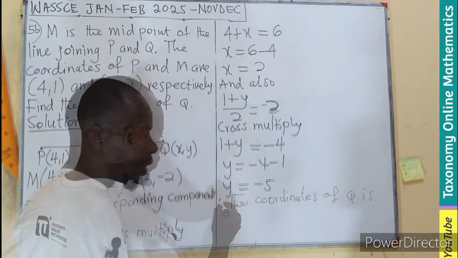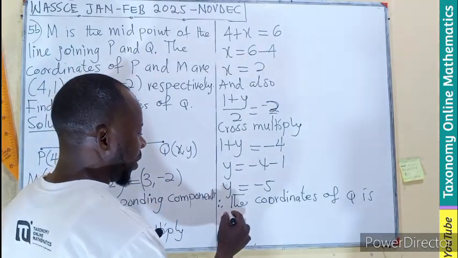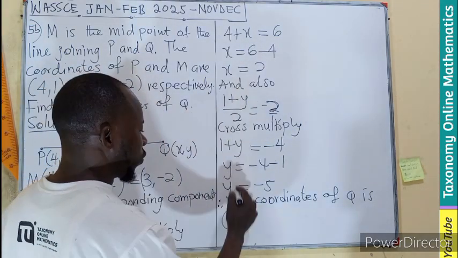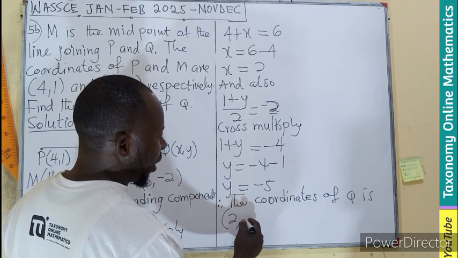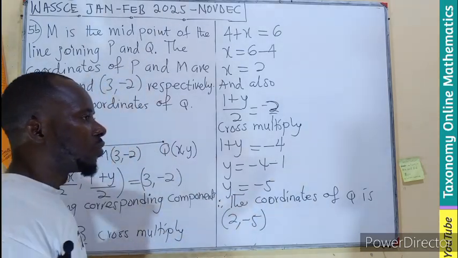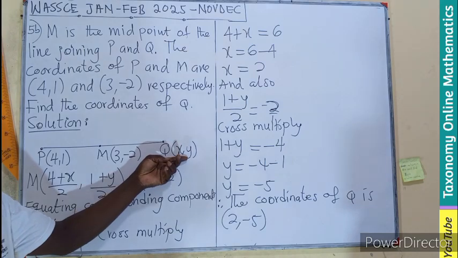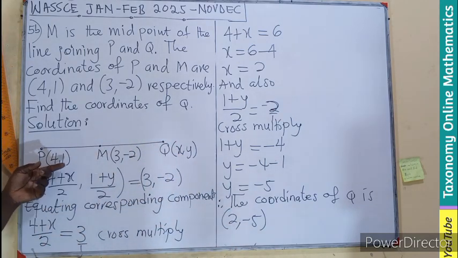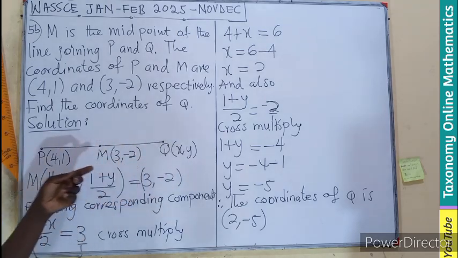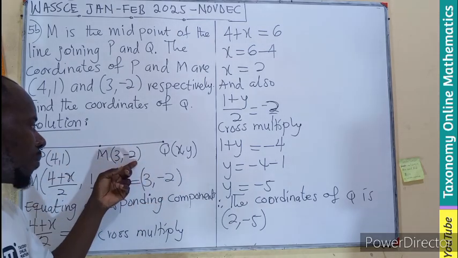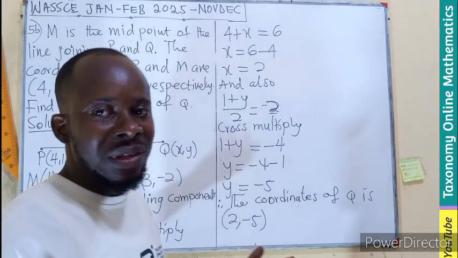So therefore, the coordinate of Q is going to be: the X component we had was 2, and the Y component was -5. When we replace X and Y with these and add them to the first components, the X components together give us 3, and the Y components together give you -2. I guess the concept is clear.